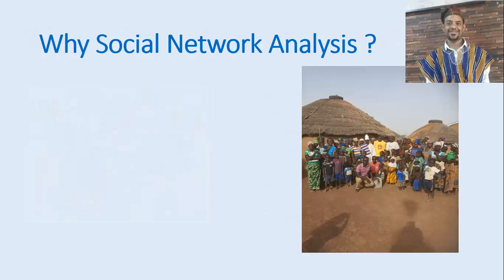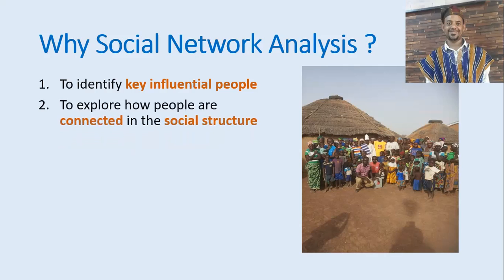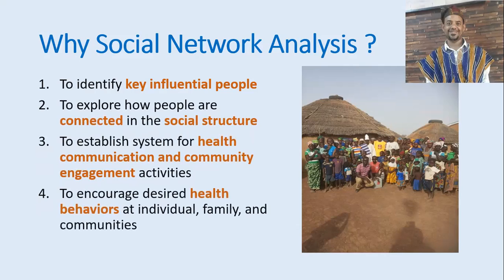So, great. These are some of the relevance of social network analysis for us. It helps us to identify influential people in the community and to see how these people are connected to each other in a given social structure. So once you identify influencers and know their connections, you can create or enhance a system for health communication and community engagement activities. And this will help you to engage individuals, groups, and communities for the desired health behavior. So this is the whole essence of social network analysis in very simple words.